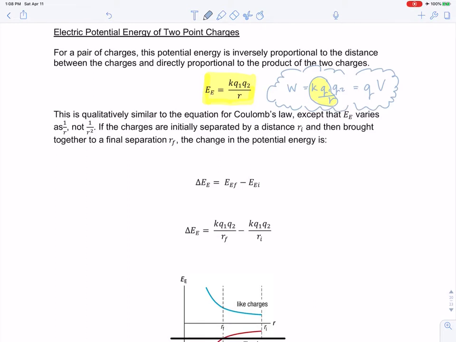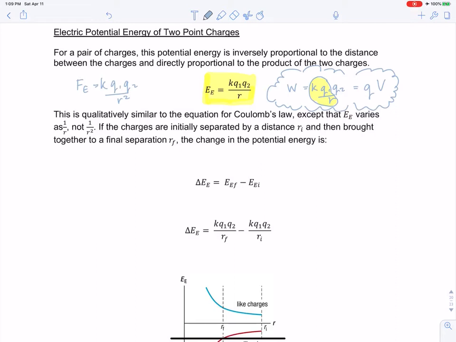So, electric potential energy is equal to kQ1 Q2 over R. This is qualitatively very similar to the equation for Coulomb's law. And if you remember, Coulomb's law says electric force is equal to kQ1 Q2 over R squared. So the difference is that for electric potential energy, it varies as 1 over r, not 1 over r squared.